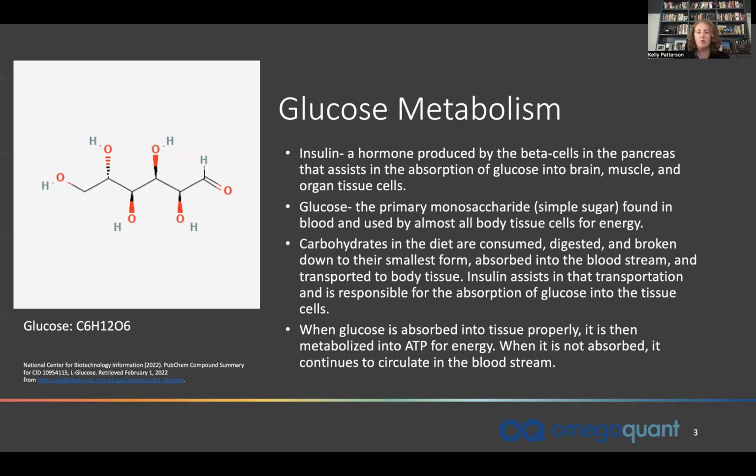When glucose is absorbed into the tissue properly with the help of insulin, it is then metabolized through a series of reactions, through a series of processes, into ATP for energy. When it's not absorbed, like I mentioned, it continues to circulate in the bloodstream.